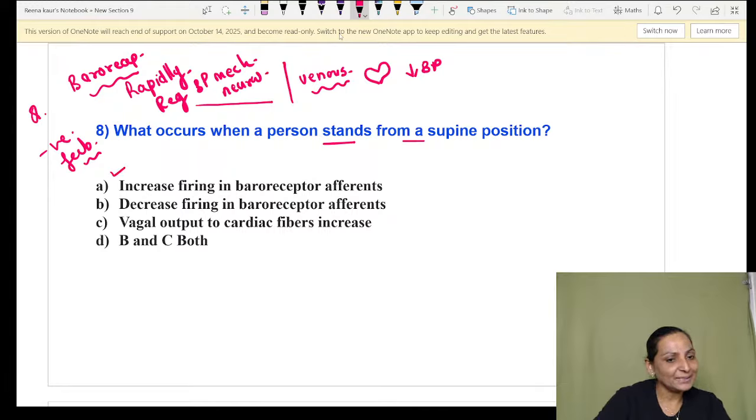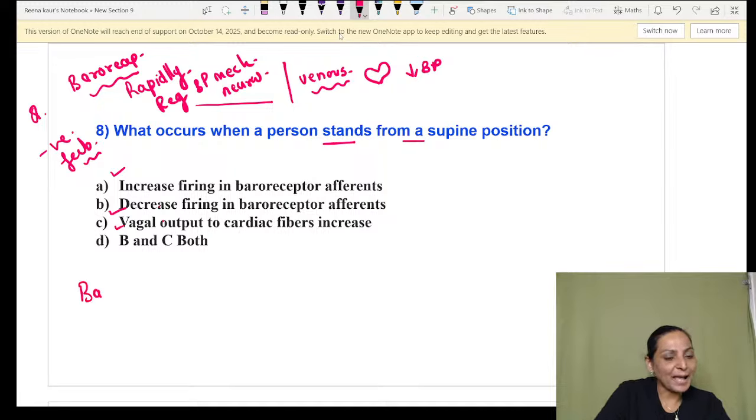There would be an increased firing or a decreased firing in the baroreceptors. The vagal output to the cardiac fibers will increase, or both B and C. What are you expecting? You can even answer if you want. Okay? Now, remember that I told you that there is a probability of a fall in blood pressure.